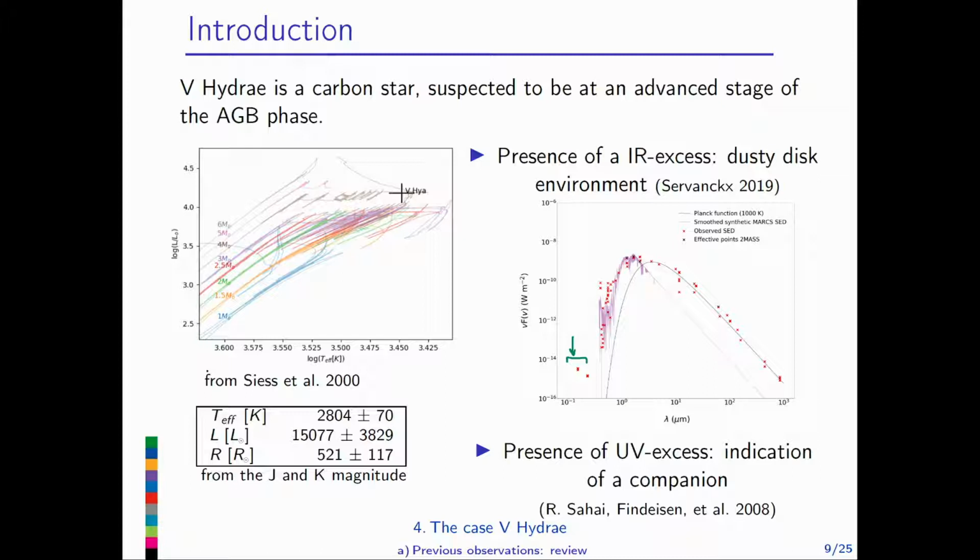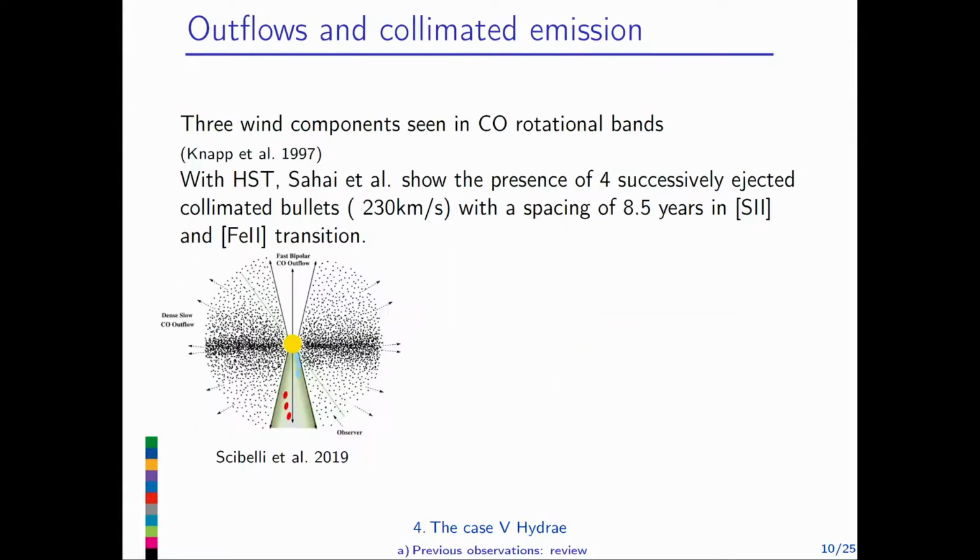And another particularity is the presence of a UV excess. An AGB star is not supposed to emit in that kind of wavelength range. So this presence of UV could be an indication of a companion or of an interaction with a companion. As I said, V Hydrae is at an advanced stage of the AGB phase and also shows indications of a transition to the planetary nebula phase.